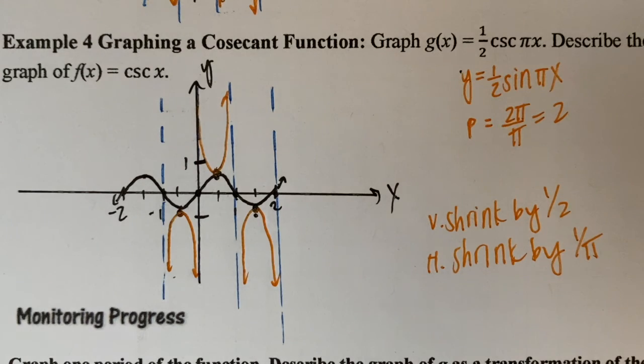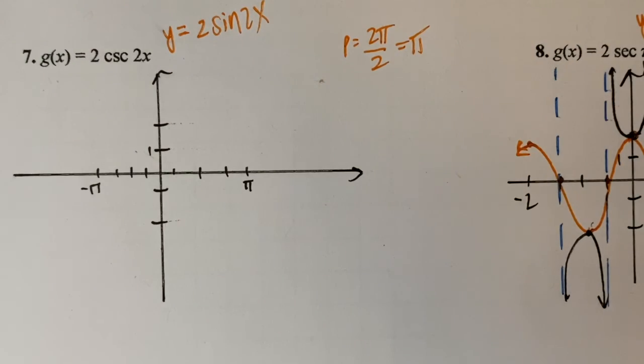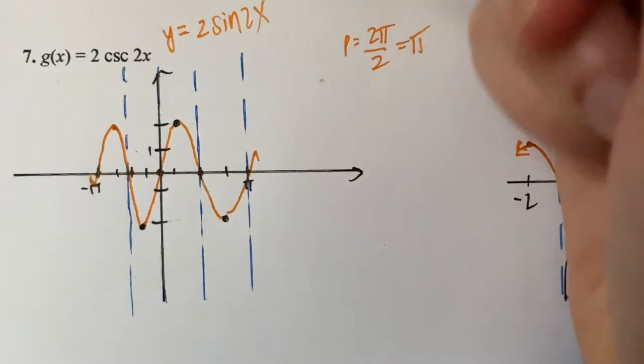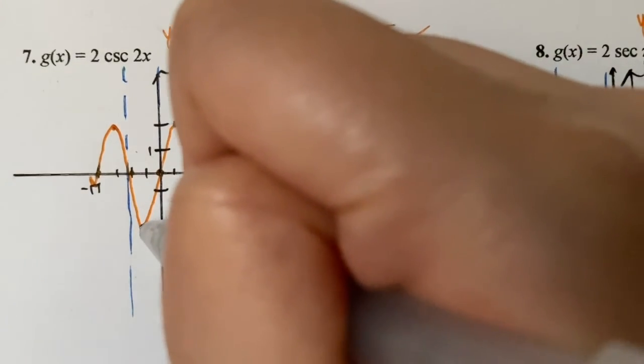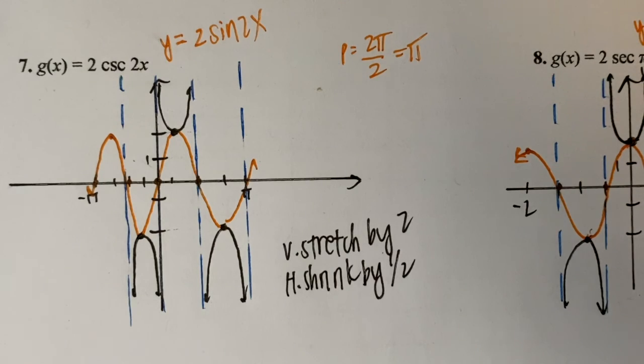Let's see this one more time. For monitoring progress, we're going to graph 2 cosecant of 2x. First going to graph y is equal to 2 sine of 2x. And now let's graph the function. Now let's draw the vertical asymptotes at the x-intercepts, and then identify some points that are on your cosecant function. So these occur at the minimum and maximums of the function, and then just draw those horseshoe-like shapes. And lastly, let's describe the transformations. We have a vertical shrink by 2 and a horizontal shrink by 1/2.